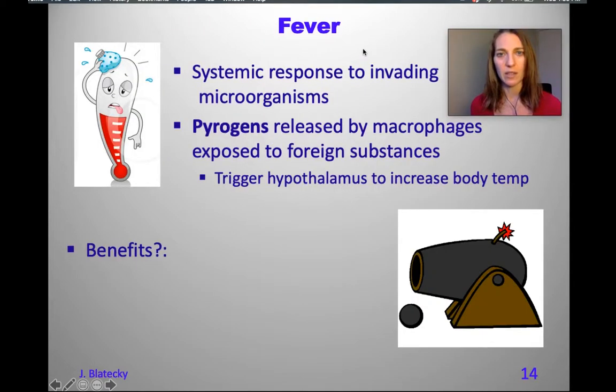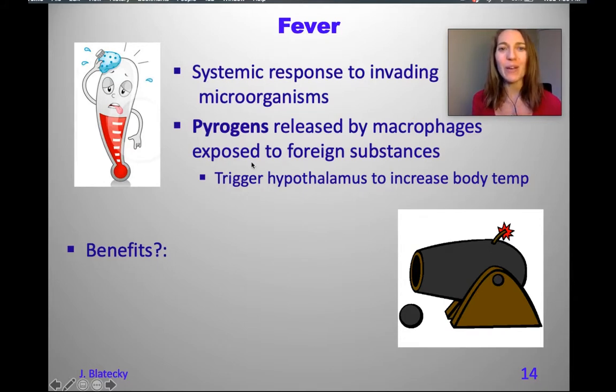Okay, so fever. This is the last of the mechanisms that I wanted to highlight with this second line of defense. So we're still dealing, again, with innate defenses. Fever looks the same no matter what you are fighting. Right? So a fever is a fever. It's this elevated body temperature. It's a systemic response to invading microorganisms.